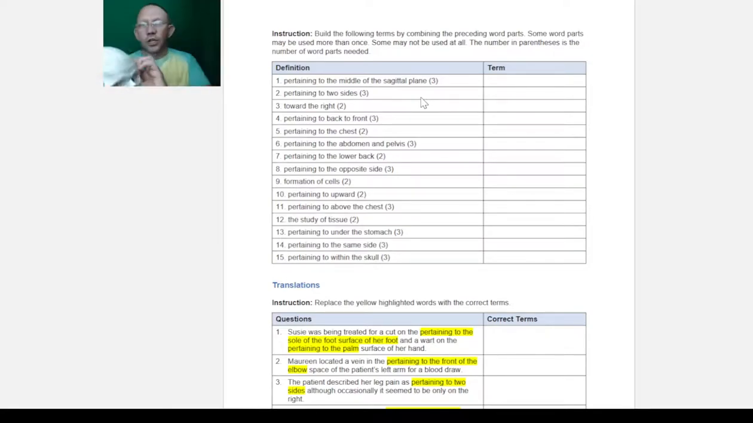That's a frontal cut. Shows the front. Okay, cut my nose off this way. That's a frontal or coronal cut. So here, pertaining to the middle of the sagittal plane.